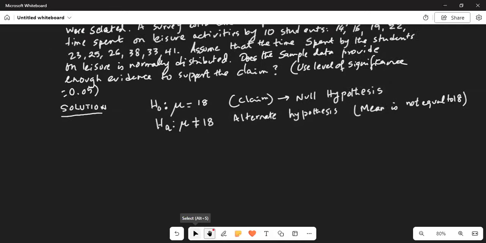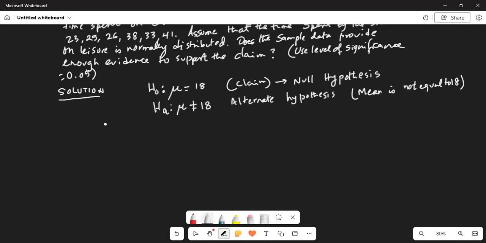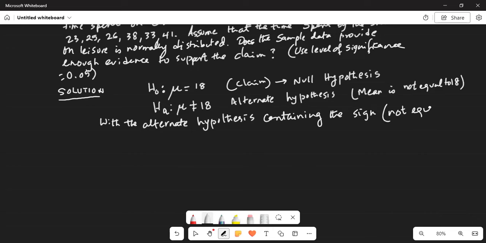With the alternate hypothesis containing the sign not equal to, this is a two-tail test. What is a two-tail test? You ask me, I'll explain in a minute.